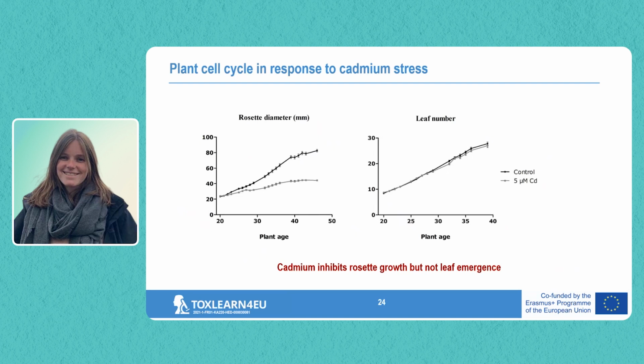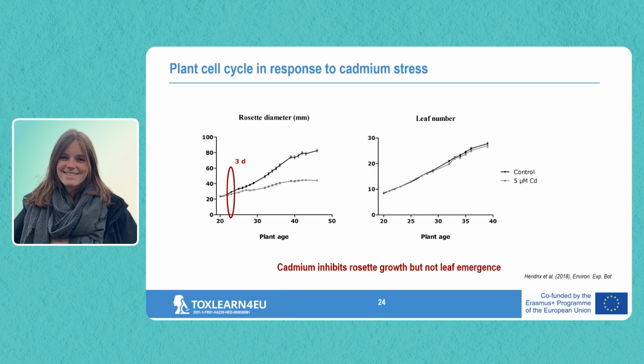So it's very clear that they're not growing very much anymore after you expose them to cadmium. But then I also checked the number of leaves in the rosette, and there I didn't see any differences. So the leaves are still emerging, but they're just staying very small. So I could conclude from this that cadmium inhibits rosette growth, but not leaf emergence.